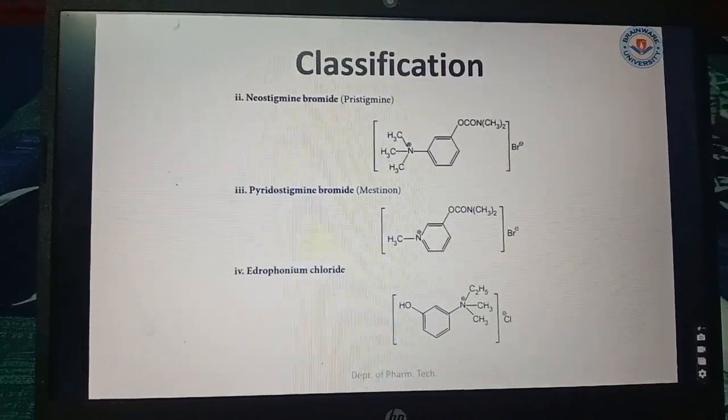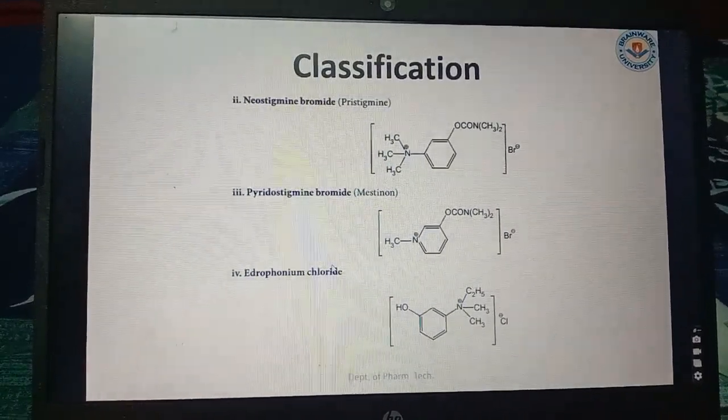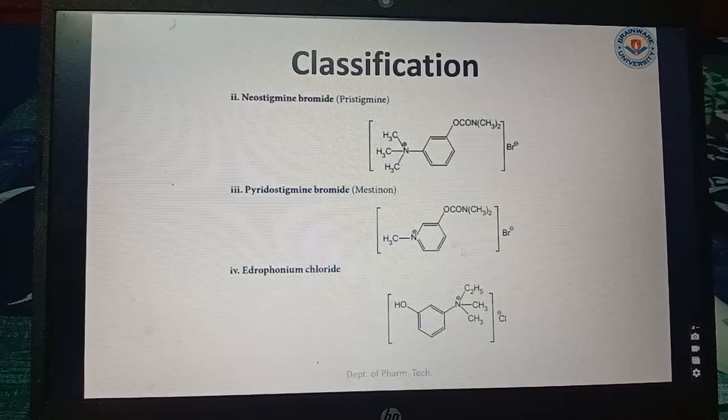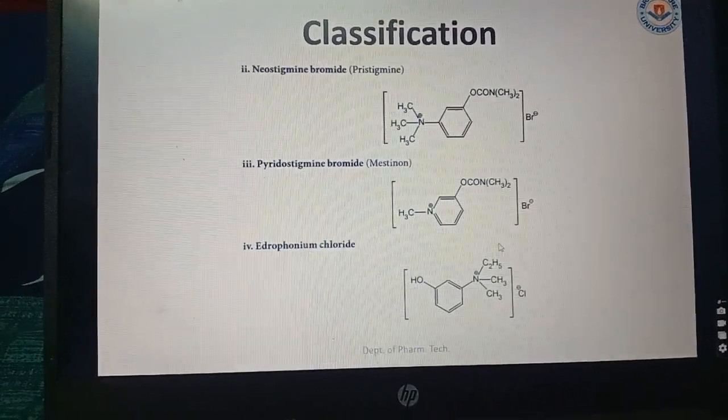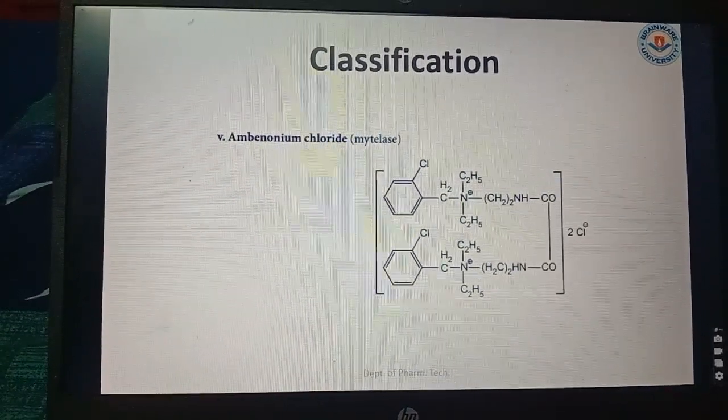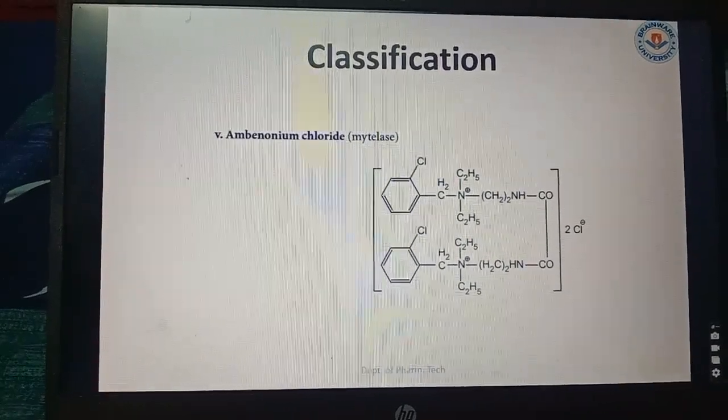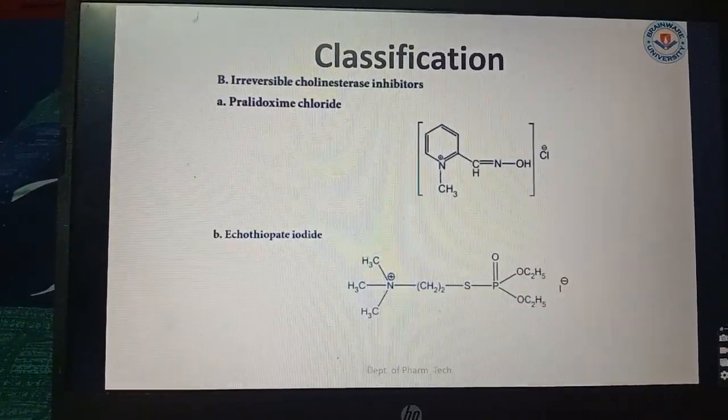Next, neostigmine bromide, pyridostigmine, edrophonium. These are all bromide and chloride containing drugs. Now, ammonium chloride, that is not so important.